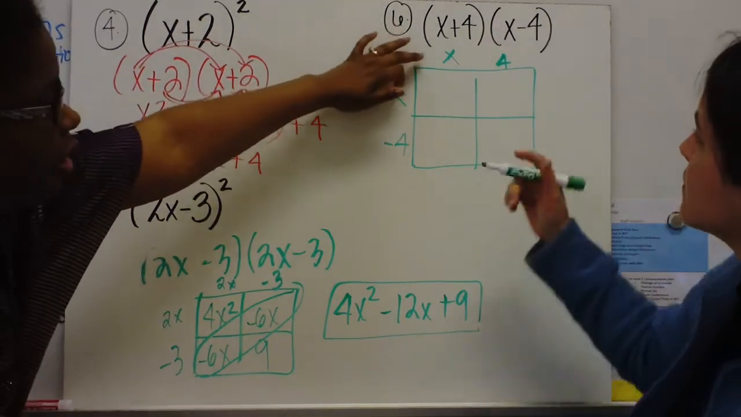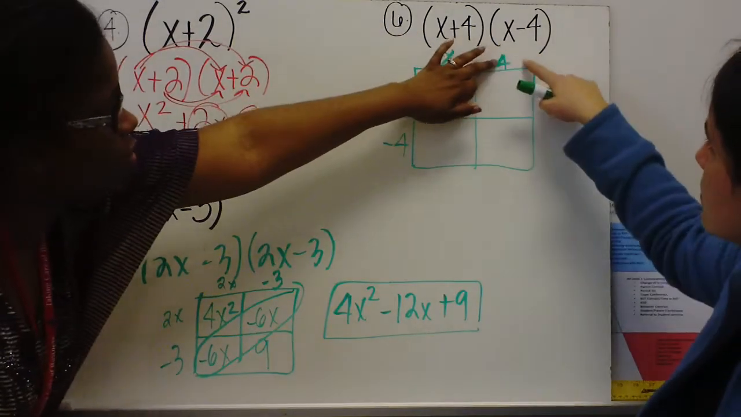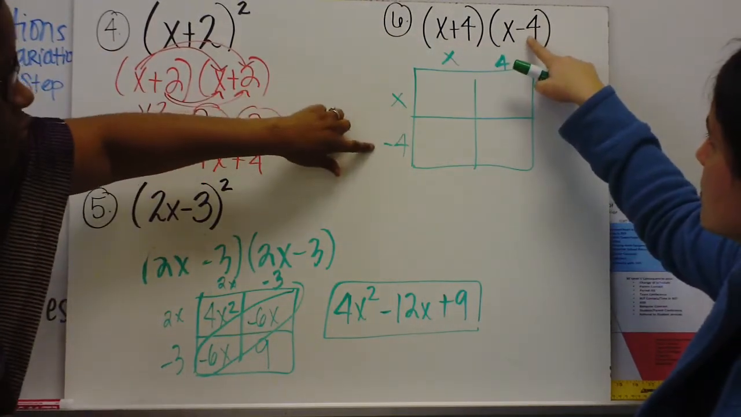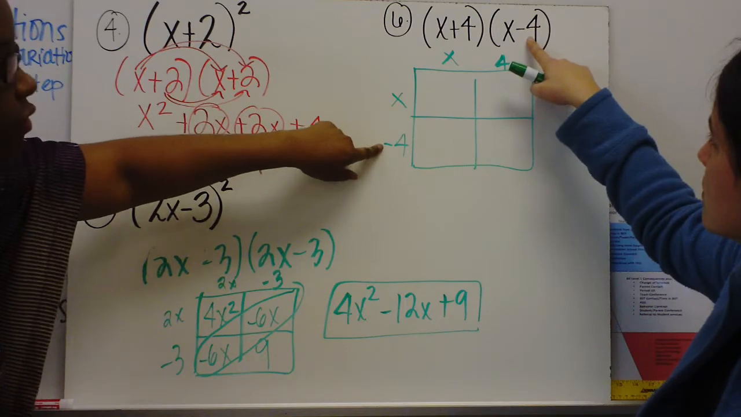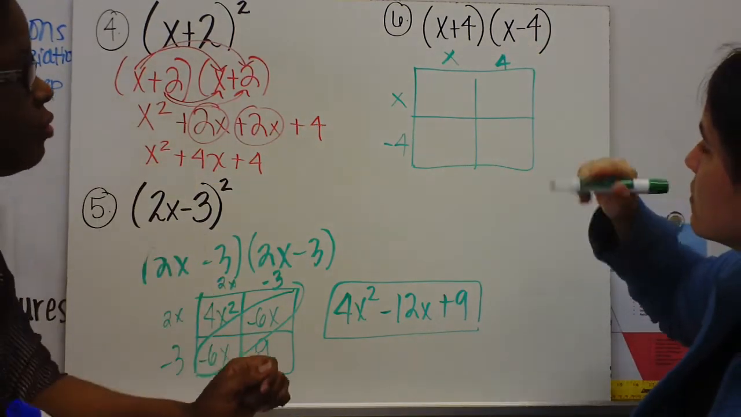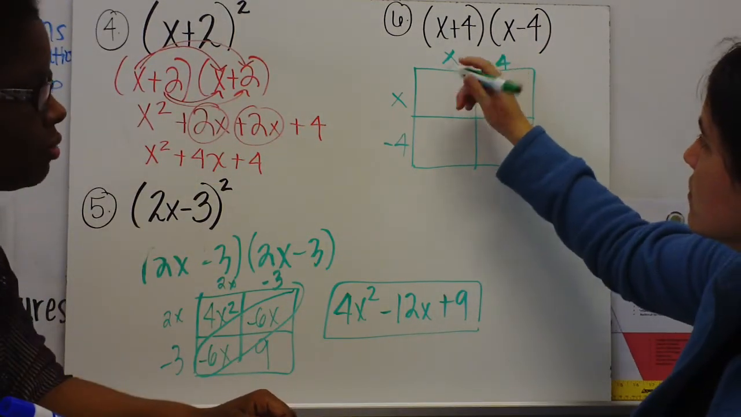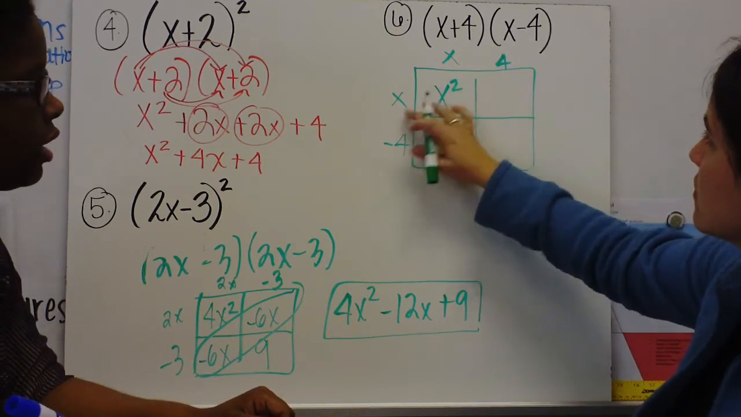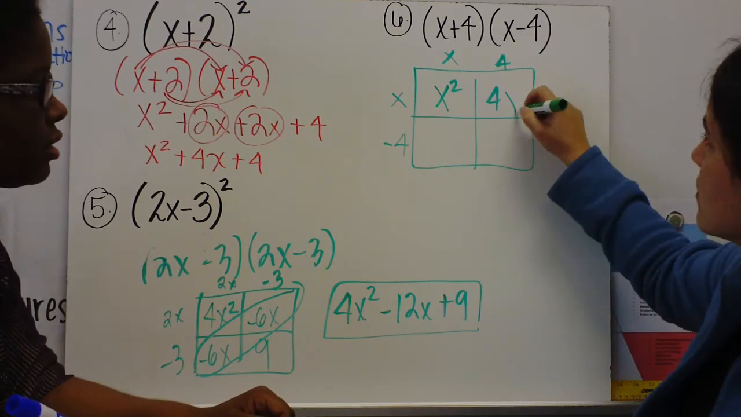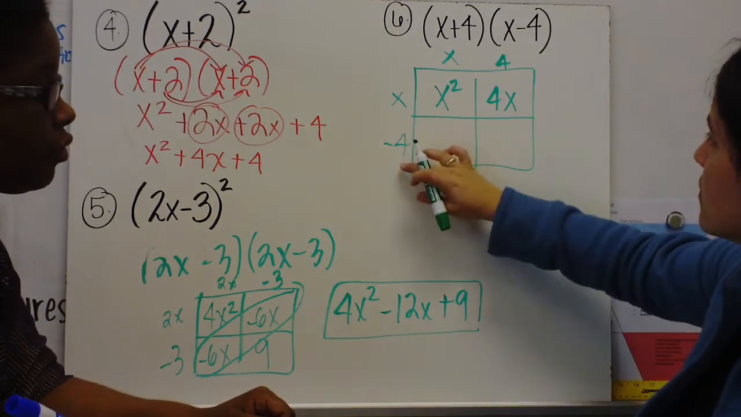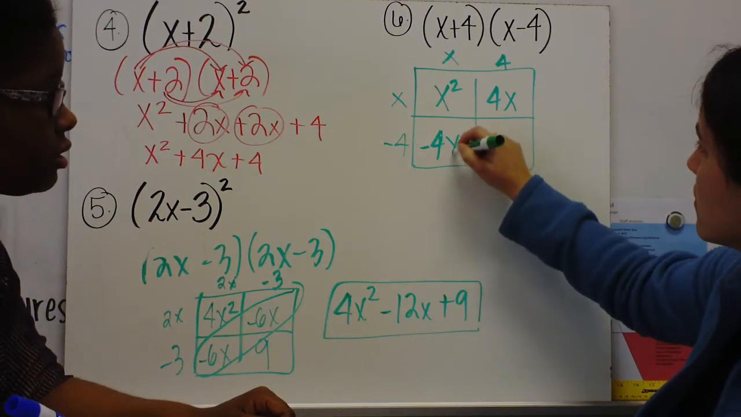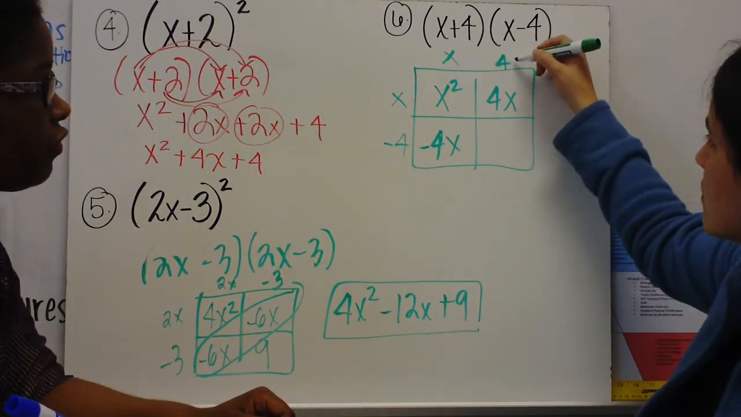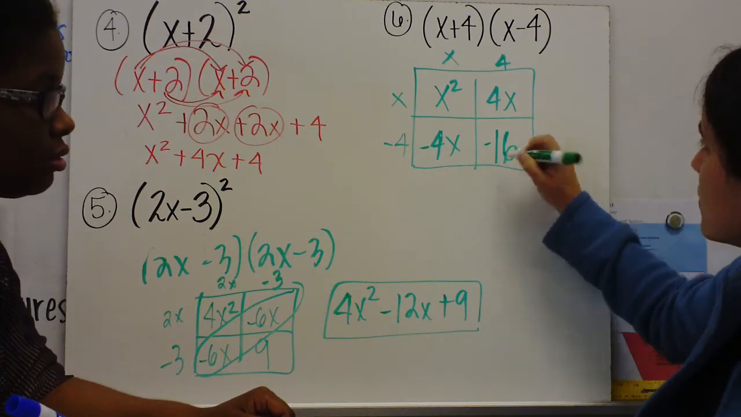And Ms. Hamlin filled out our columns x plus 4 and then x minus 4, which will make this a negative 4. And then we just multiply the columns and rows. X times x is x squared. X times 4 is 4x. X times negative 4 is going to be negative 4x. And then negative 4 and 4 is negative 16.